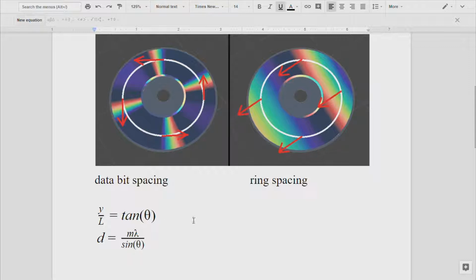And then it's a similar method for finding the bit spacing, except you have to make sure the laser is pointing this way. So we measure Y and L again and find that angle and then find D. But this time D is the data bit spacing, whereas in this one D was the ring spacing.